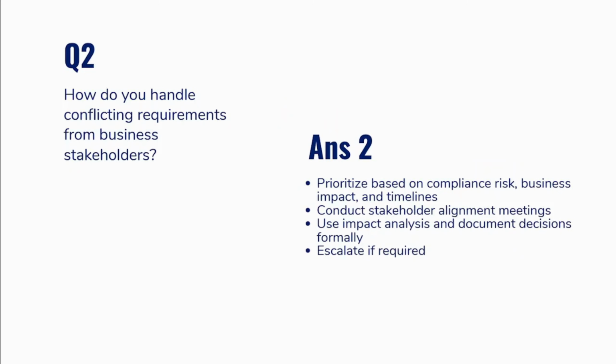How do you handle conflicting requirements from business stakeholders? This is the most common question for a BA role. Now, your answer should be that you prioritize based on compliance risk, business impact and timeline, conduct stakeholder alignment meetings, use impact analysis, and document decisions formally, and escalate if anything goes wrong, right?